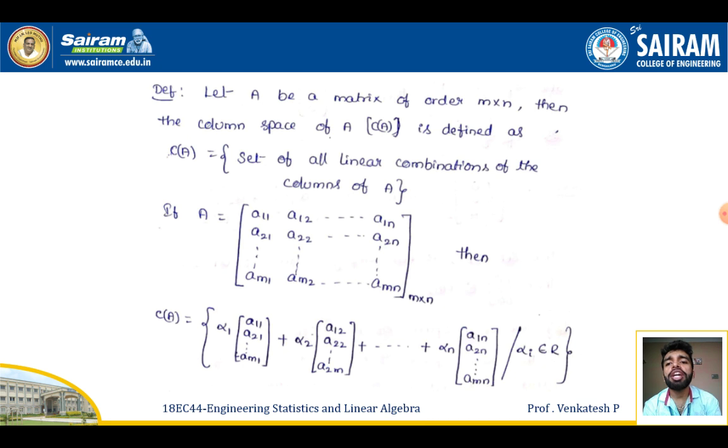The actual definition of the column space of a matrix A is as follows. Let A be a matrix of order M cross N. Then the column space C of A is defined as the set of all linear combinations of the columns of A. For example, take the matrix A, which is an M cross N matrix. I express each column as a linear combination, so the column space of A can be represented as the linear combination of the columns of the matrix A.